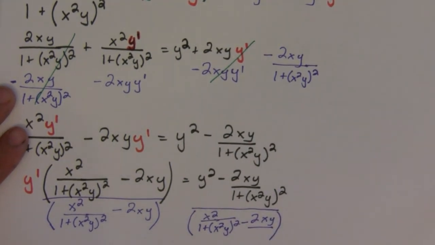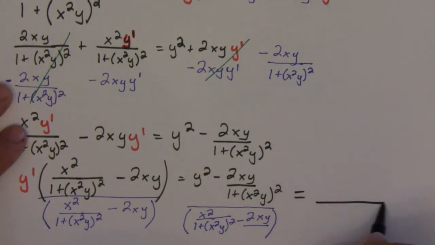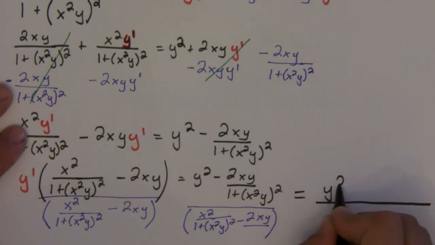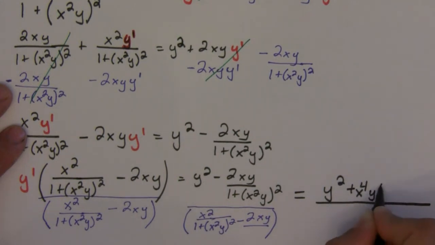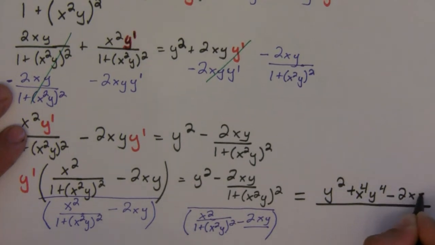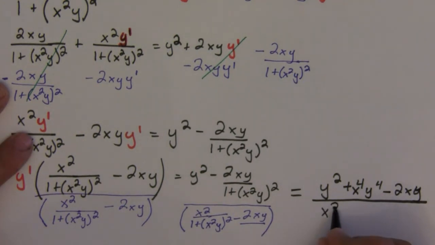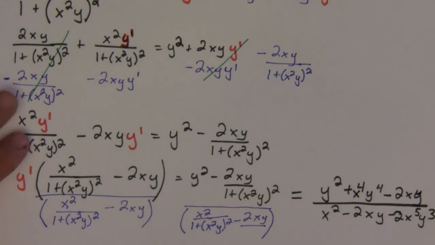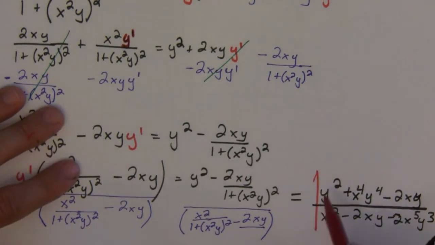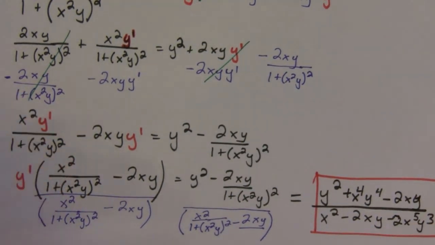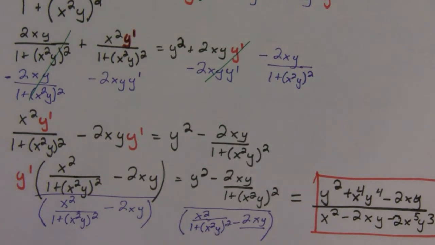Okay, and this you can simplify. If you do all of the algebra, what you should get as your answer is, if you simplify this, y squared plus x to the fourth, y to the fourth, minus 2xy over x squared minus 2xy minus 2x to the fifth, y to the third. And this would be your answer. So that was kind of a long one.